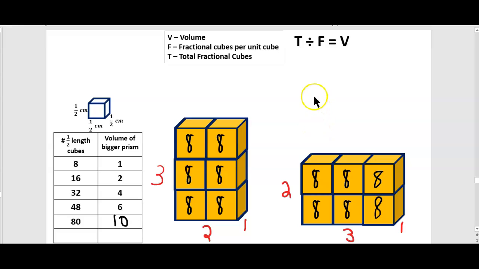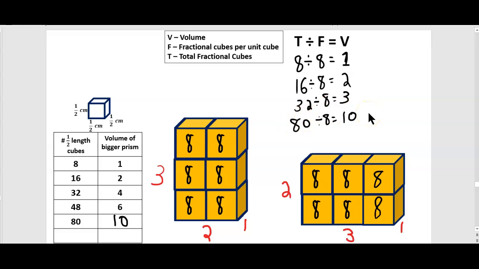Okay. So this is the formula. It's T divided by F equals V. So if you want to know the V, you take the T, which is the total number of fractional cubes they give you, divide it by F, which is how many fractional cubes fit in a unit cube, and you get the answer. So 8 divided by 8 is 1. If you have 16 total cubes, it'd be 2. If you have 32, it'd be 4, and so on and so forth. Just divide by 8 each time.